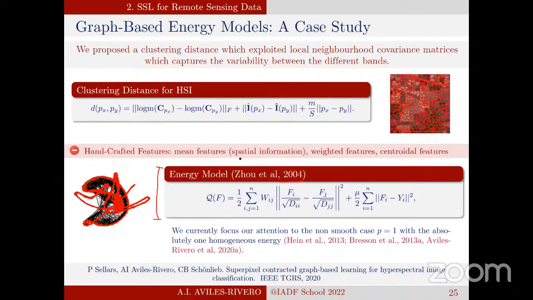We have handcrafted features, some examples of which, as I mentioned before, are the ones widely used in the community, like mean features, weighted features, centroidal features, etc. This is one of the limitations, but the main message here is that up to date, if you have a pure energy-based model, these are going to be competitive with more recent techniques.